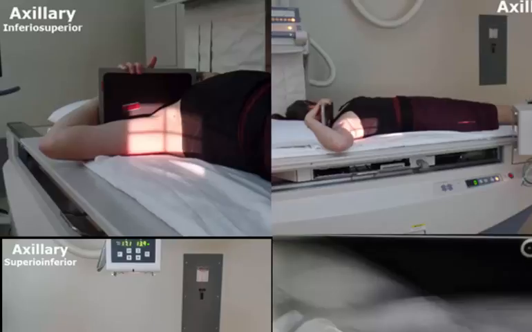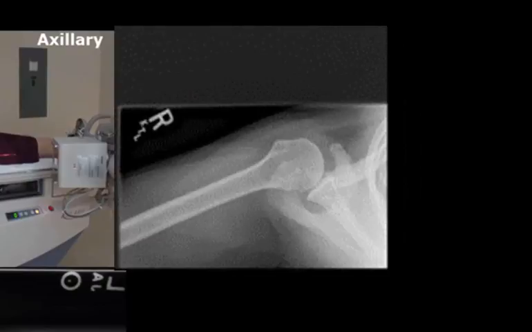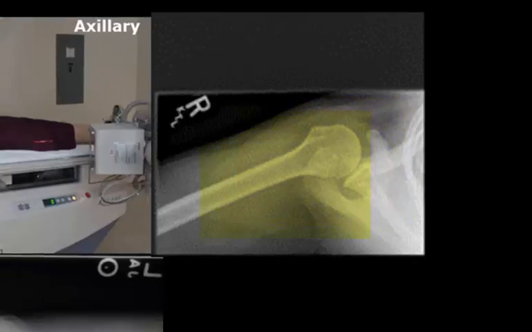So as we look at this, there's a couple things to note. The central ray is perpendicular to the IR. The central ray should enter right through the mid-axillary region. We want to ensure that we have tight collimation and good marker placement. Let's take a look at the image here. When looking at your image produced, you want to ensure that you have the entire shoulder joint. The coracoid process and the acromion will be easily visualized as well.